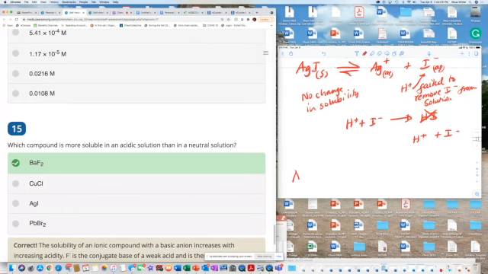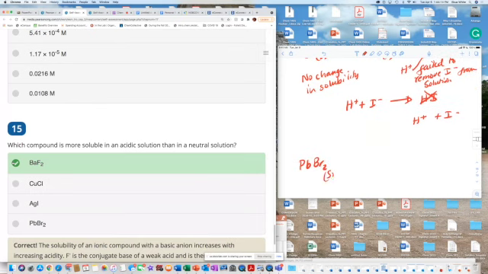You know the trend. In this last situation, we're dealing with lead with two bromines. What's going to happen? Same thing. H plus will fail. Nothing personal against H plus. This is all chemical behavior. It's not personal, it's chemical.